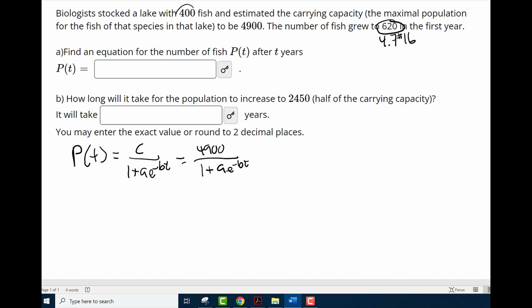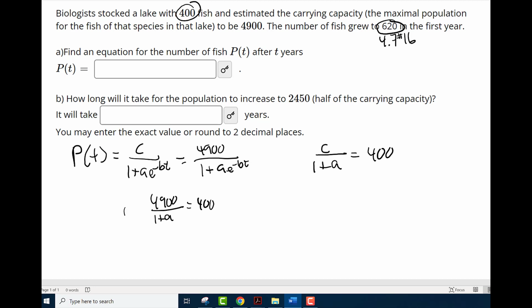A has to do with the initial amount of fish, but it's not the initial amount of fish. So the formula c over 1 plus a will equal the initial amount of fish, which was 400. Now, just to be clear on this, how do we get just a? Well, if t, that time, is 0, b times 0 is 0, e to the 0 is 1, so that's why we have 1 plus a. And so we have 4,900 over 1 plus a equals 400.